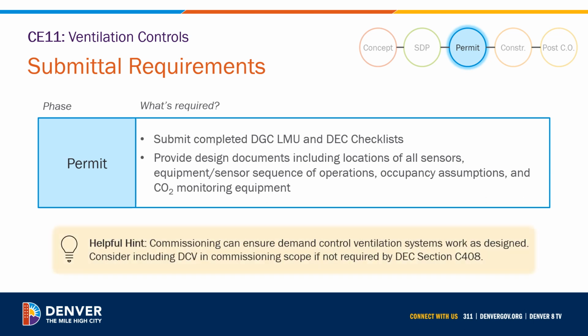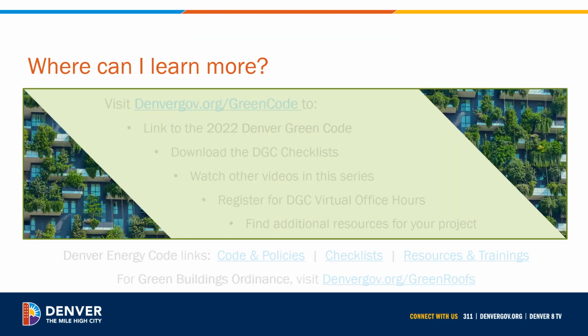A helpful hint: commissioning can ensure that demand control ventilation systems work as designed. Consider including demand control ventilation in your commissioning scope, even if it is not required by DEC Section C408.